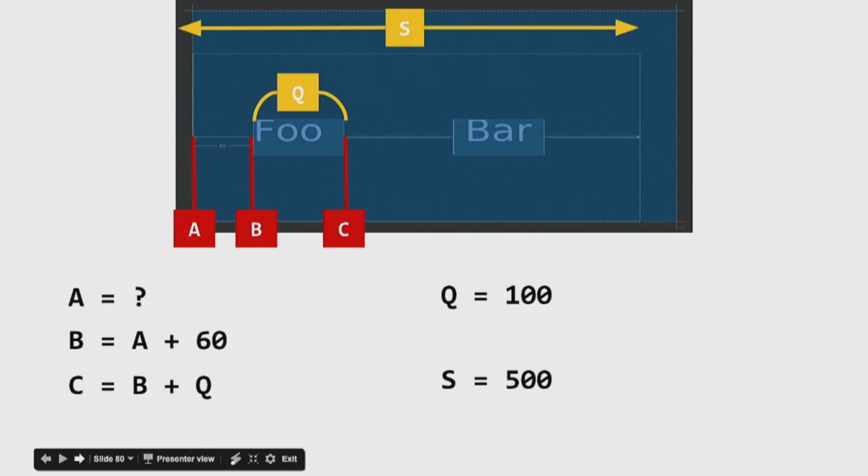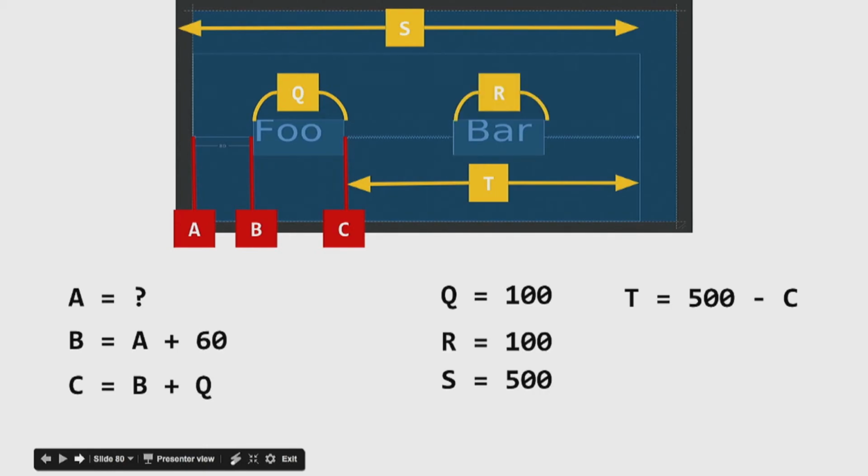That's obvious. We have the point D, which is the width of the whole screen. That's going to be, let's say, 500. And now we have the size T. How much is T? T is basically the whole screen, which is 500, minus C, which is unknown right now. R, let's say also this object is fixed size, so it's another 100.